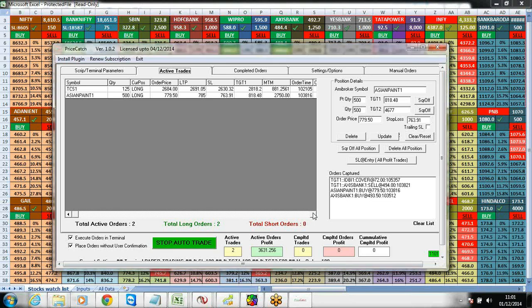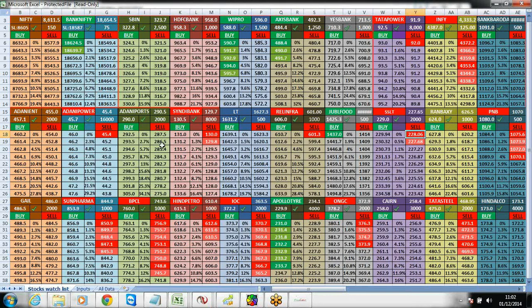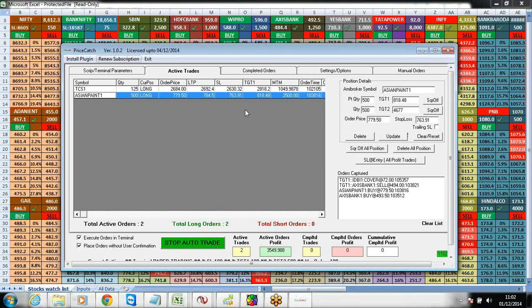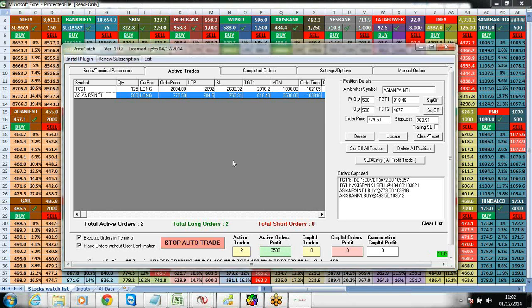Price catch doesn't generate your buy and sell calls. Your buy and sell calls are generated in your FuturesTree and trading tree only. Price catch doesn't generate any calls for you, but if you have your own strategy, you can put that strategy here. You can implement that strategy and it automatically will place the orders.